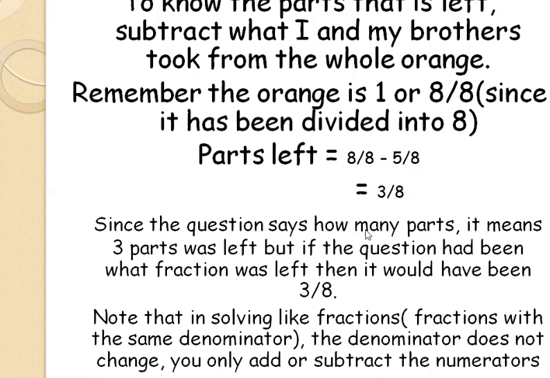Because the question is asking us how many parts, it means we have 3 parts left. But if the question had said what fraction was left, then I'm going to say 3 over 8 is the fraction left. Do you understand? The question says how many parts? Since I have 8 parts and I've given out 5 parts, what is left is 3 parts. But if the question says what fraction of the orange is left, then I'm going to say 3 over 8 fraction is left.